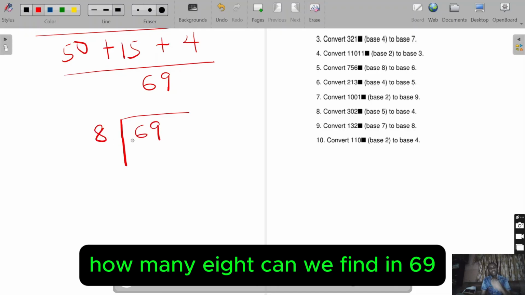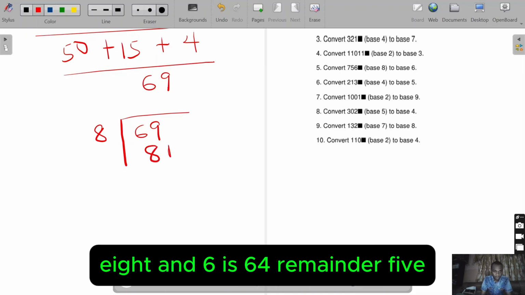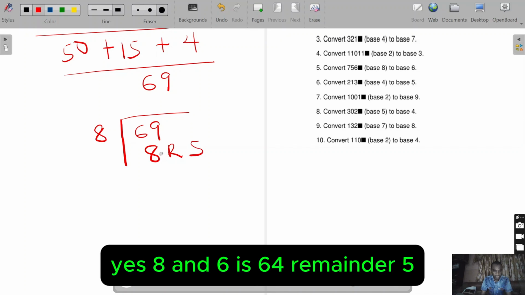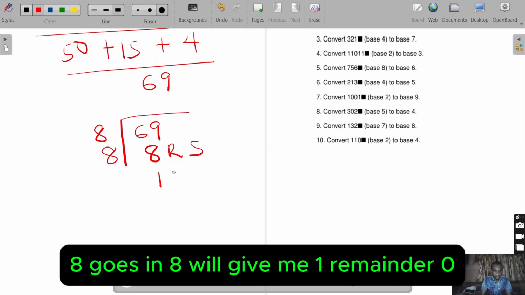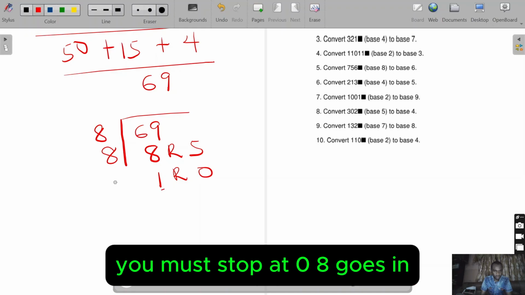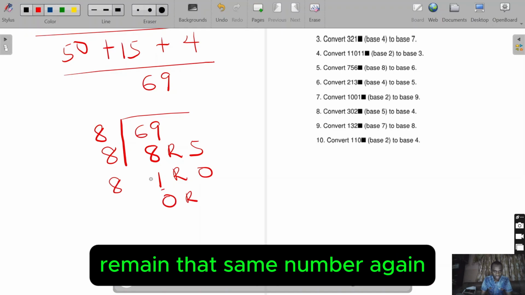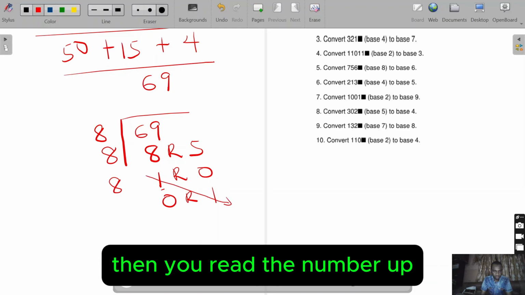How many 8s can we find in 69? We can find 8. 8 times 8 is 64. Remainder 5. 8 goes in 8 will give me 1, remainder 0. You can't stop at this 1. You must stop at 0. 8 goes in 1 will be 0, remainder it will remain that same number again, 1. Then you read the number up.